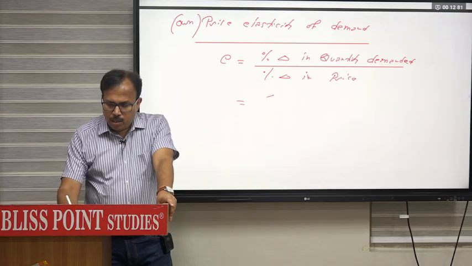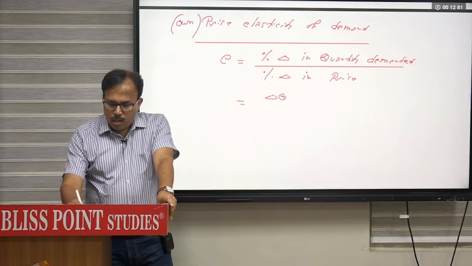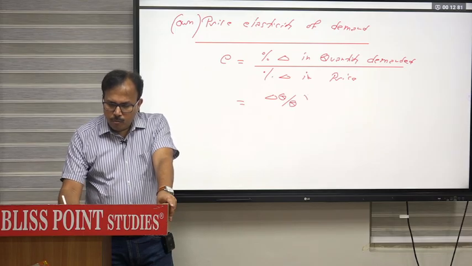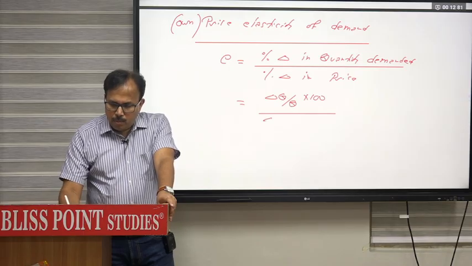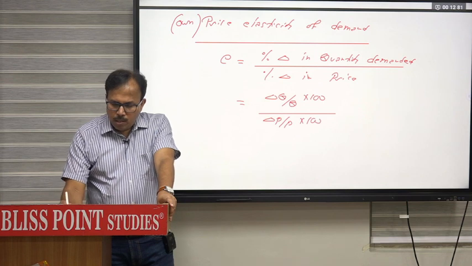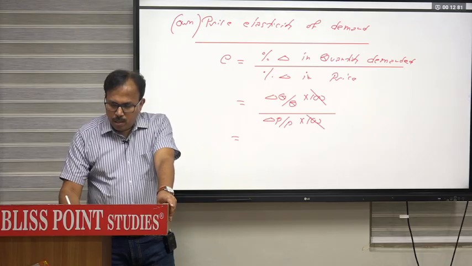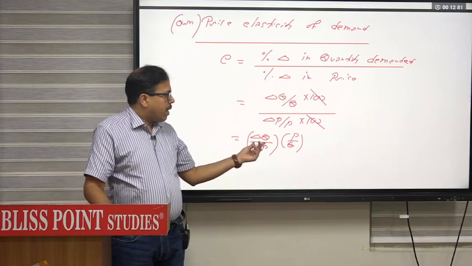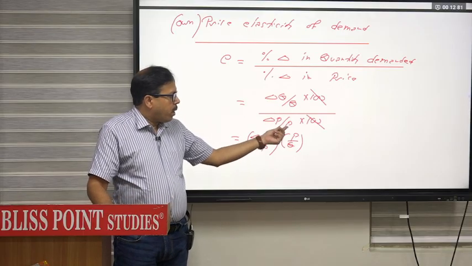It is simple: change in quantity divided by quantity, multiplied by 100 for percentage. Similarly, change in price divided by price into 100. These 100s will cancel out. So what is left is delta Q by delta P into P by Q.